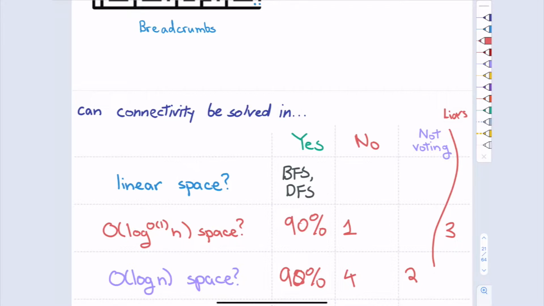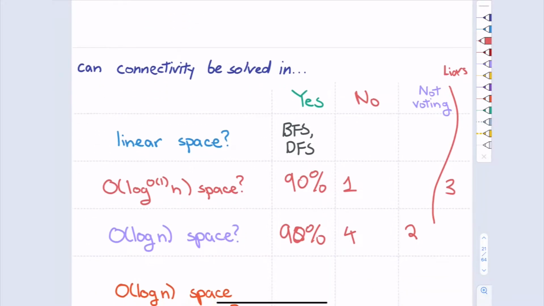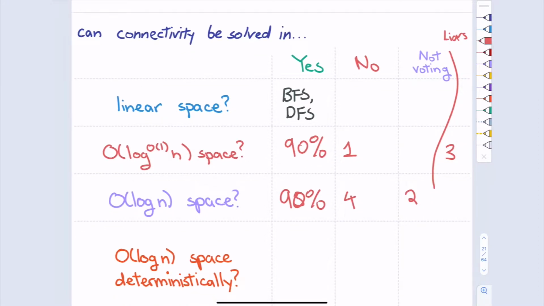Okay, so the answer is actually yes, and that's going to be the topic of this lecture. Okay, and we're going to do a very simple randomized algorithm. Okay, all right, so you can do it randomly. One last question. Is there any hope to do this deterministically? Okay, all right, so who's not voting? Who just lied about not voting?